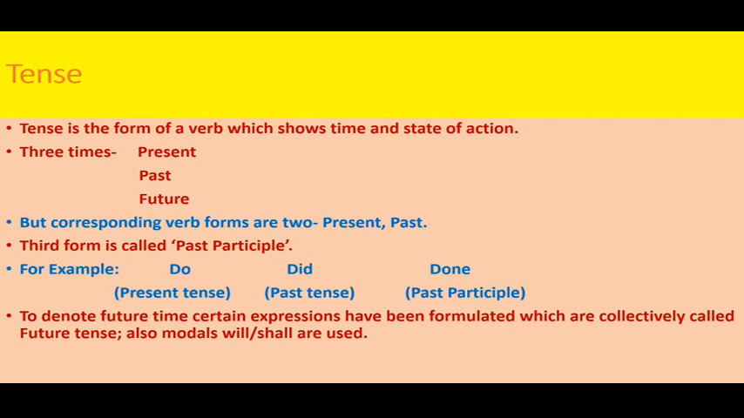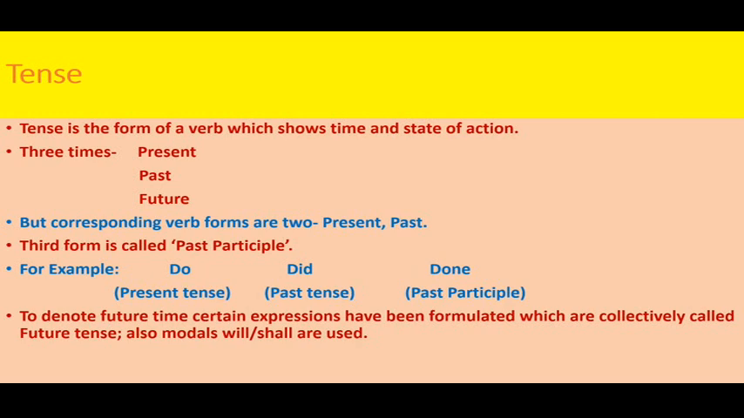For example, the verb which refers to present time will be called present tense, and the verb referring to the past time is called the past tense. But you should know that there are only two verb forms corresponding to the time, that is present tense and past tense. The third form of the verb is called past participle. For example, let us take the verb do, did, done. So this word done is called the past participle. It is not the future tense.